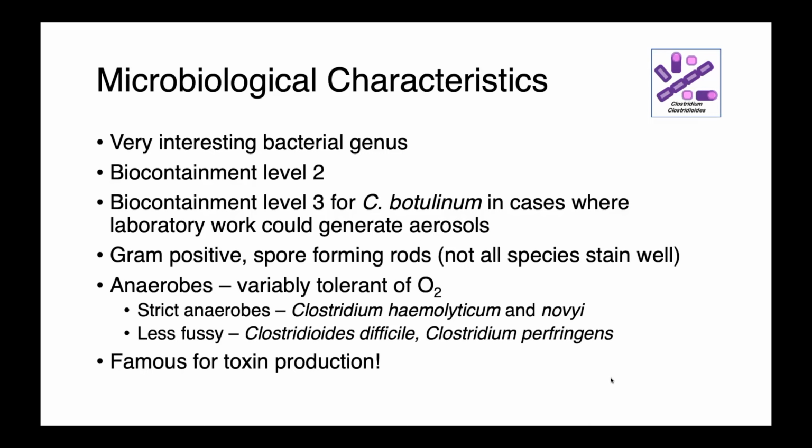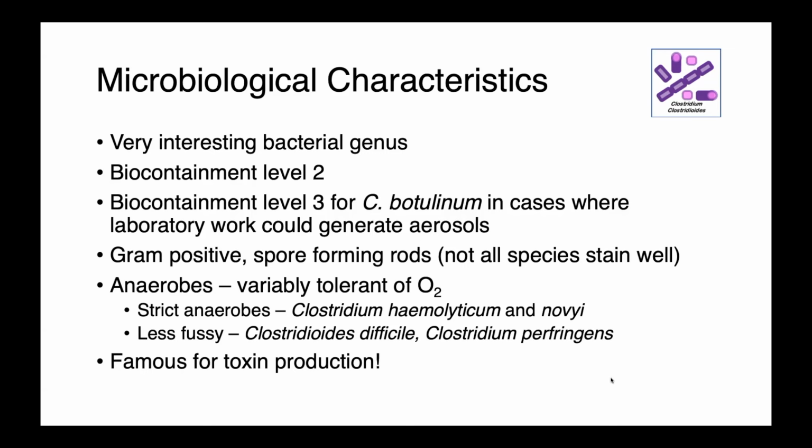These are gram-positive, spore-forming rods. Important to know that not all species stain well, so some can look artifactually gram-negative, even though their cell wall has a gram-positive composition. These are anaerobic bacteria, which are variably tolerant of oxygen. So some are incredibly strict anaerobes, like Clostridium haemolyticum and novyi, and can be very challenging to grow, while others, like Clostridioides difficile and Clostridium perfringens, are quite a bit less fussy.